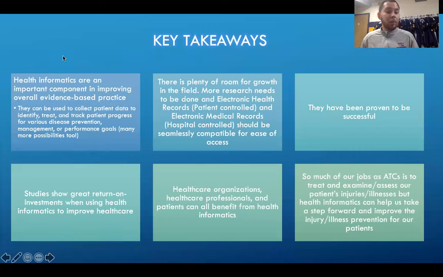Health informatics is an important component in improving overall evidence-based practice. So remember, for evidence-based practice, we need the patient's values and what they want overall. We need the best clinician experience from the healthcare professional, and then we need to also incorporate the best relevant research. So this research is showing us that if we use health informatics, it can help improve our evidence-based practice. The research is a big part of evidence-based practice, and the research is showing us that this health information database can help us analyze and improve our quality of care to our patients.